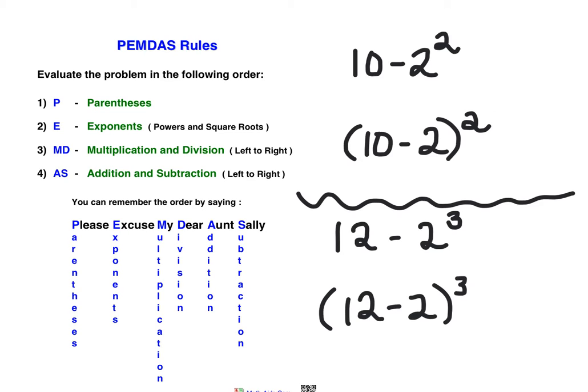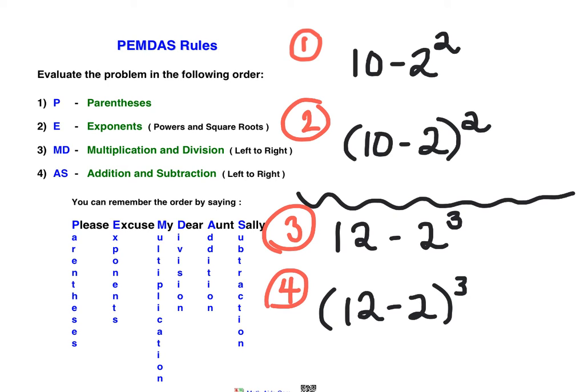I want to point out the difference. One of the most confusing things are problems with the parentheses. If you look over here, we have a few examples. We have example 1, example 2, example 3, and example 4. And example 1 and 2 look very similar. One says 10 minus 2 squared. The other one has the 10 minus 2 in parentheses and then squared.